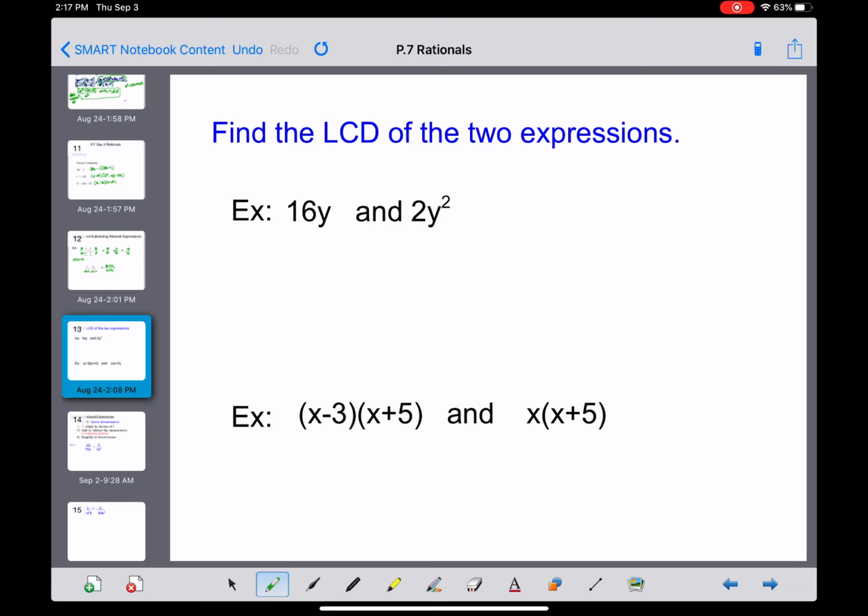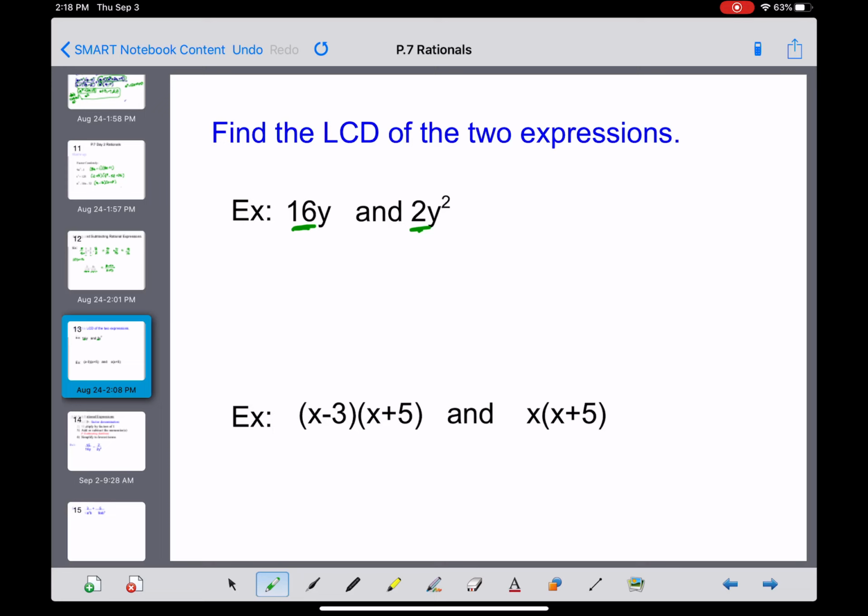Okay, so we're going to find the LCD of these two expressions. So here's our first example, 16y and 2y squared. First thing you want to do is factor. Well, there's not really anything to factor here. If it's like 2y squared plus 4, then I could factor out a 2, okay? So we want to look at each component. First we look at the numbers. We want to find the least common multiple of 2 and 16.